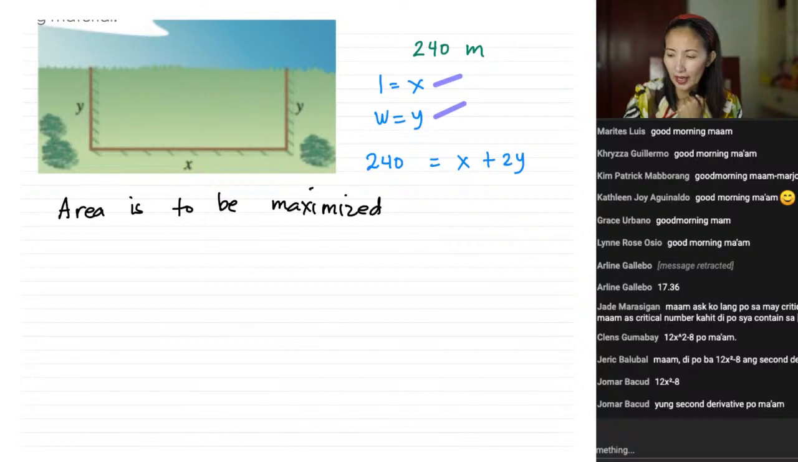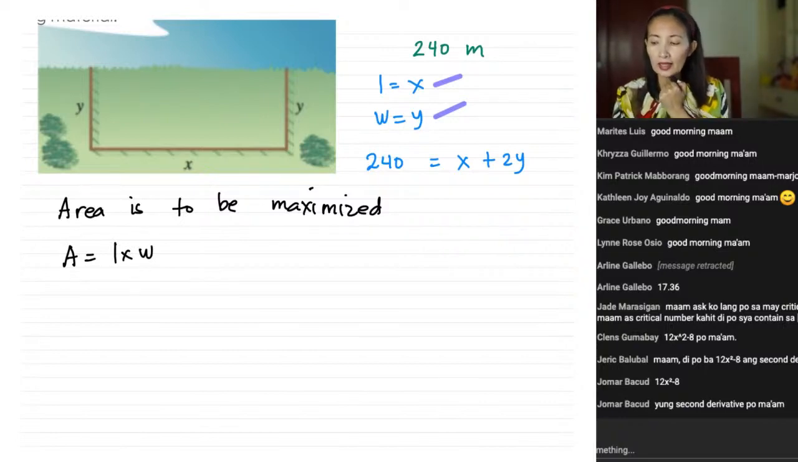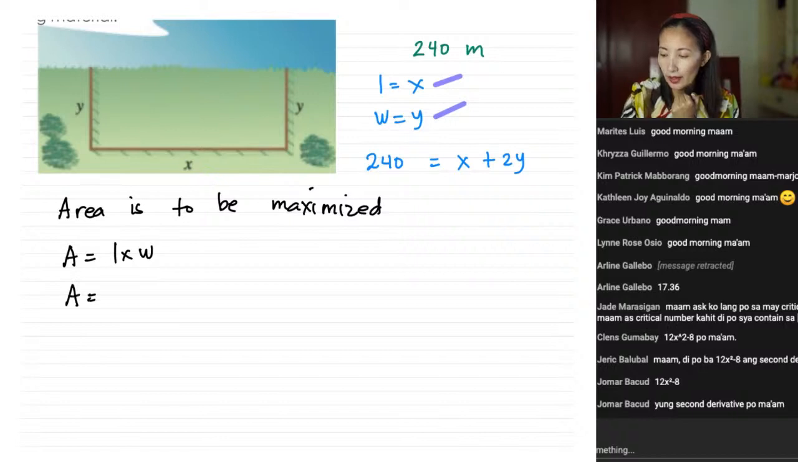And what is area equal to? Area is equal to length times width, yes? But we have represented the length as x and the width as y, so area is equal to xy. But remember from the steps that we have enumerated, we said that as much as possible, we have to express the quantity to be minimized or maximized in terms of one variable only. So we can either express x in terms of y or y in terms of x.